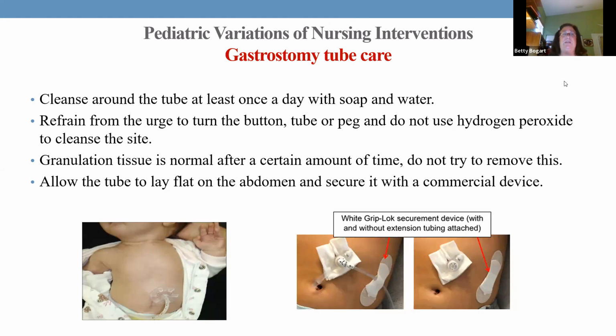So how do we take care of these? Well, all we do is once a day, soap and water. Research proved that that was the best thing to do. We used to do all different other stuff, but we found that soap and water was the best for the integrity of the tube and the skin, etc.